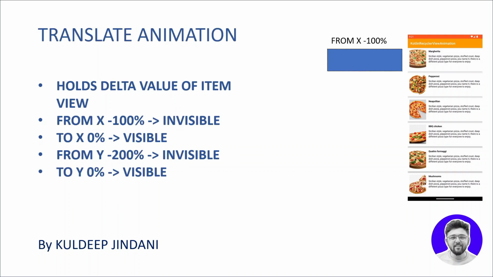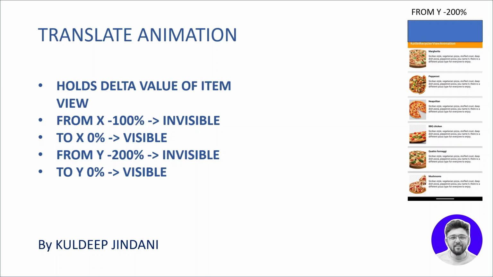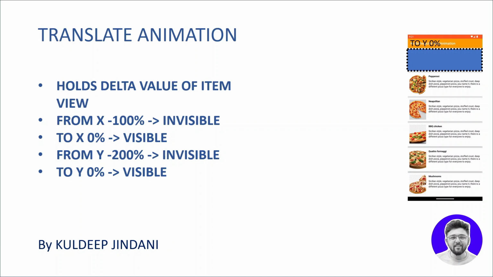Next one is the translate animation. Translate animation holds the delta value of the item. We can measure it with a percentage value, right? So from the x value to x value, and from the y value to y value. On the right side, the rectangle goes from minus 100% to 0% on x, and in the same way on y from minus 200% to 0%.